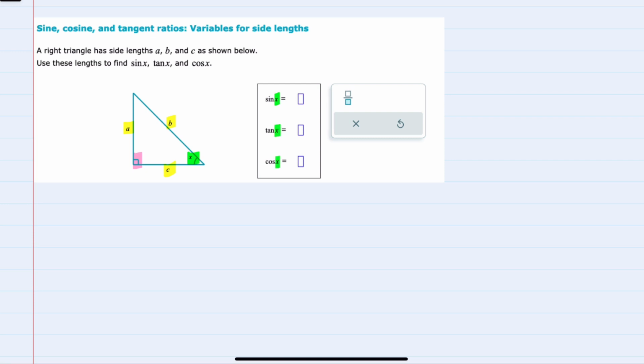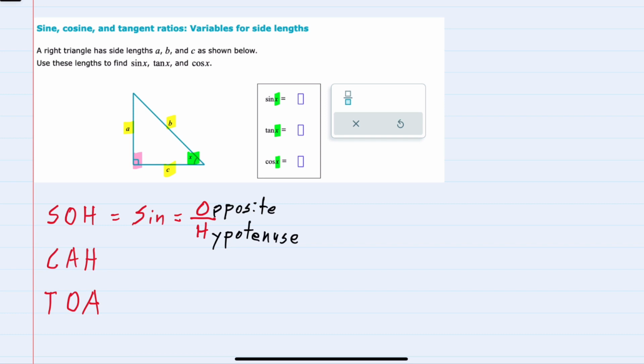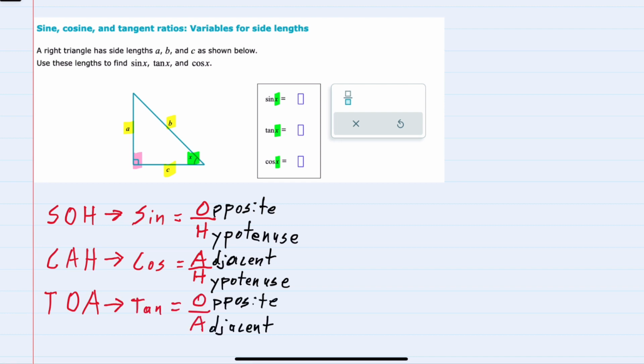And for right triangles, we want to remember the mnemonic SOHCAHTOA. So I've got it written out here, SOHCAHTOA. And that sounds sort of like a made-up word, and it is. By remembering SOHCAHTOA, we can remember that the sine will be the opposite over the hypotenuse. The cosine will be the adjacent over the hypotenuse. And the tangent will be the opposite over the adjacent. So our mnemonic here is SOHCAHTOA.